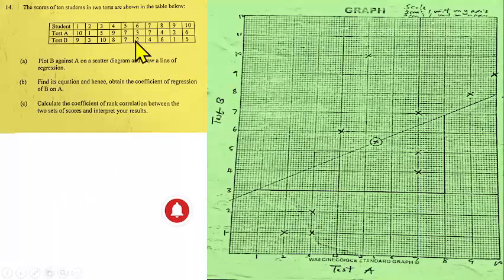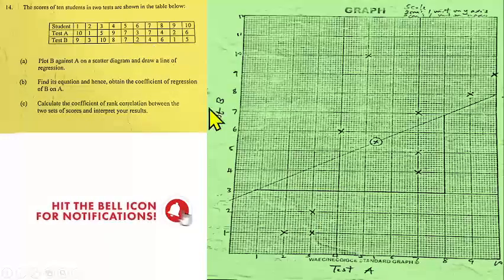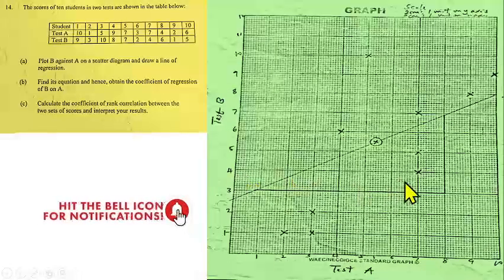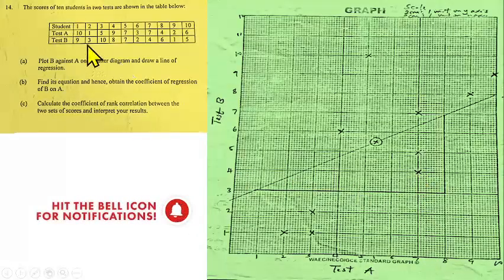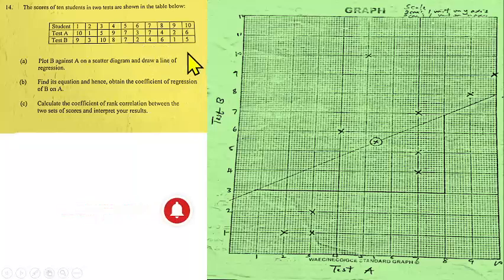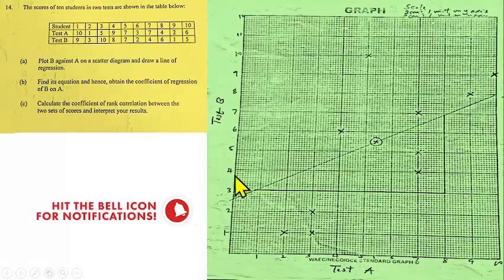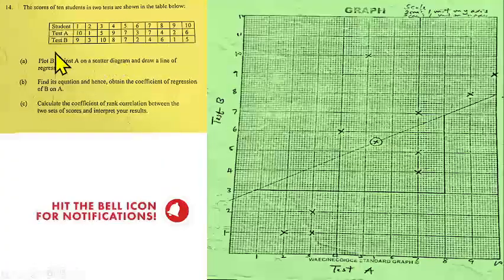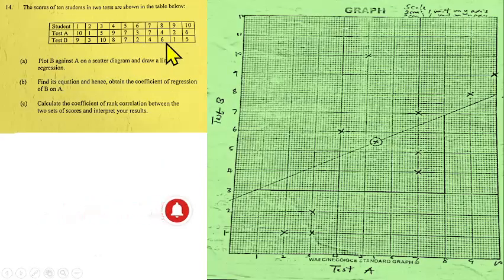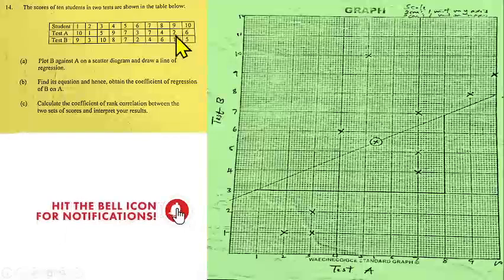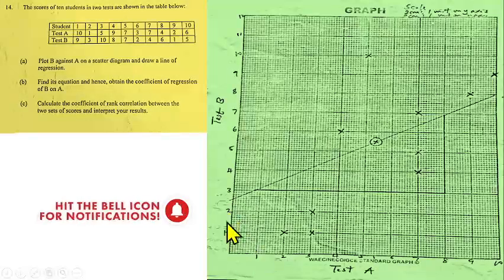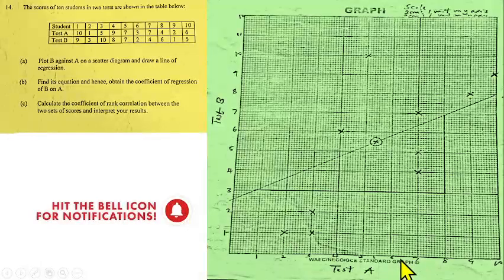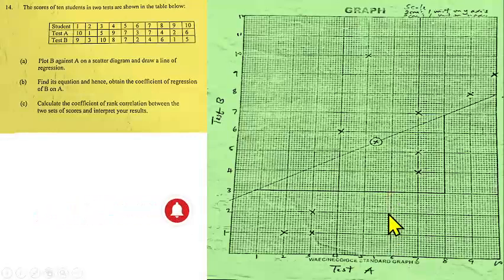Then also we have B to be 4 and A to be 7. B is 4, A is 7, so we have a point here as well. Then B is 6, A is 4. We have a point here as well. Then we have B to be 1, B is 1 here, then A is 6. So that means we have a point here.